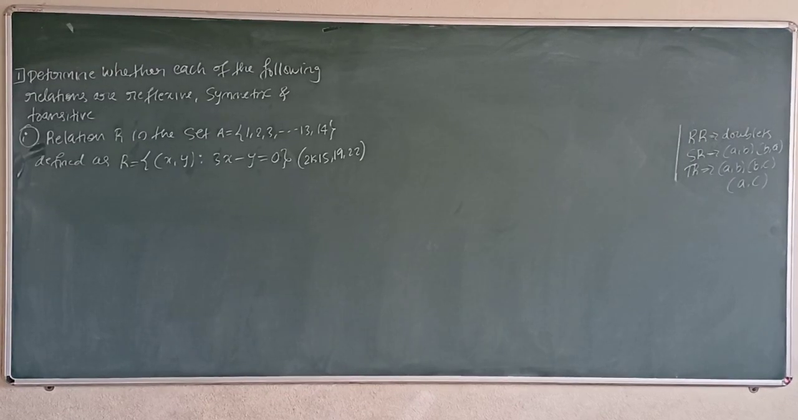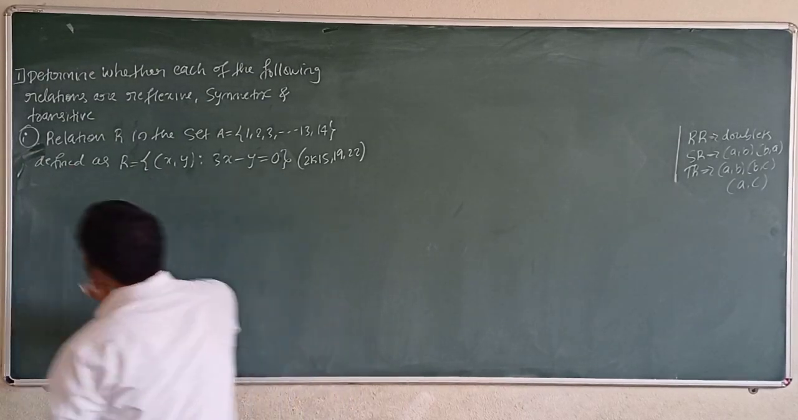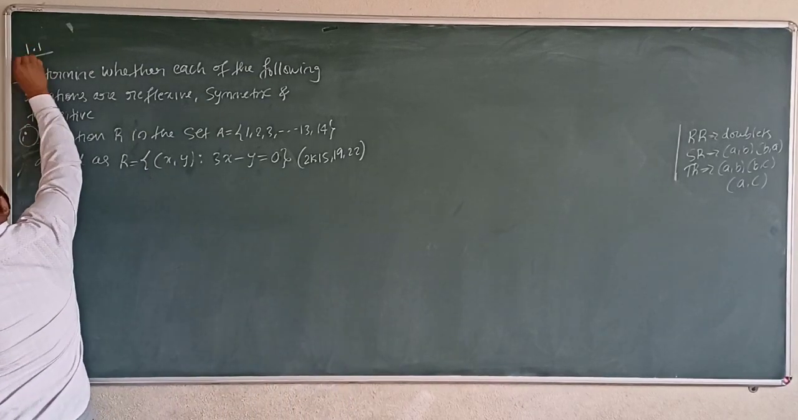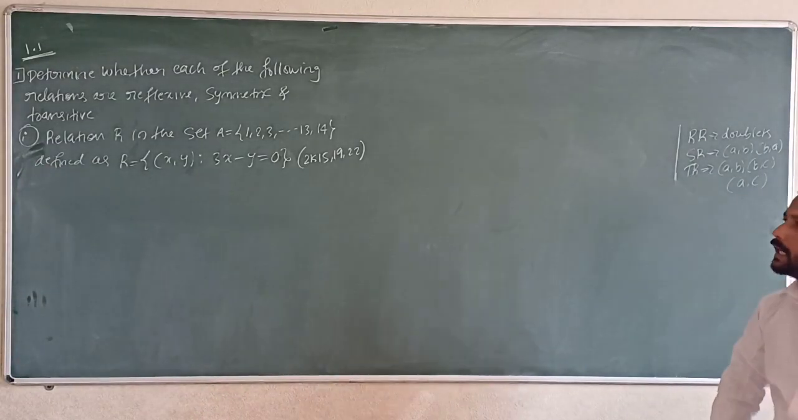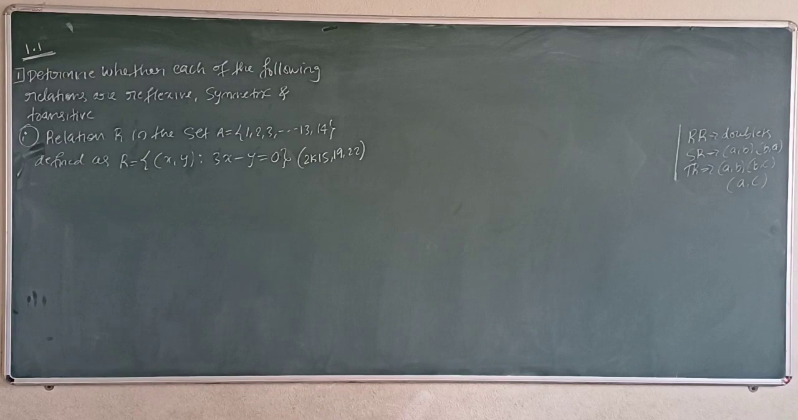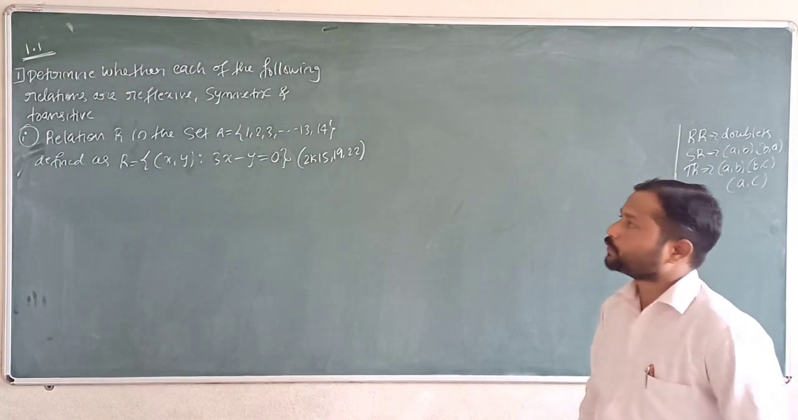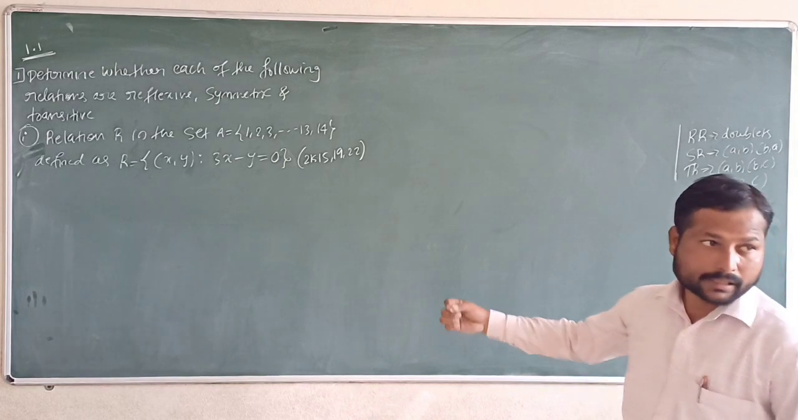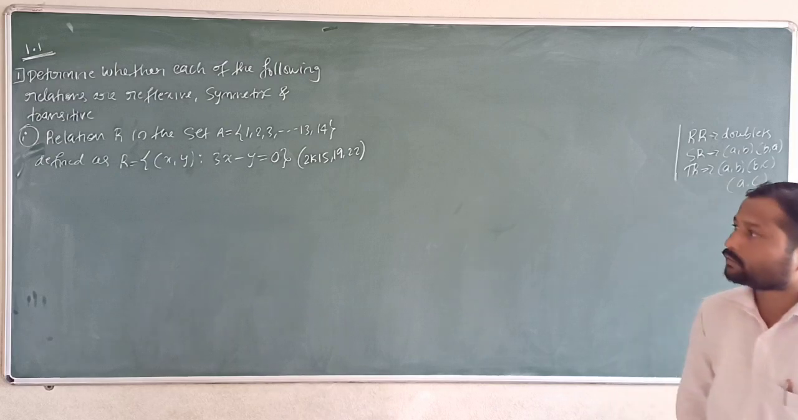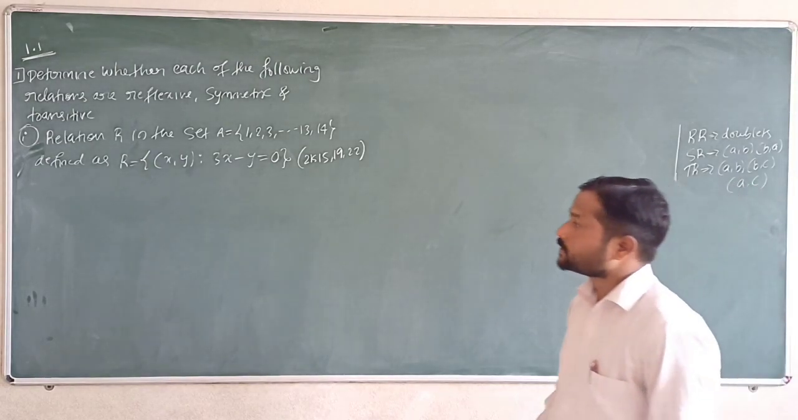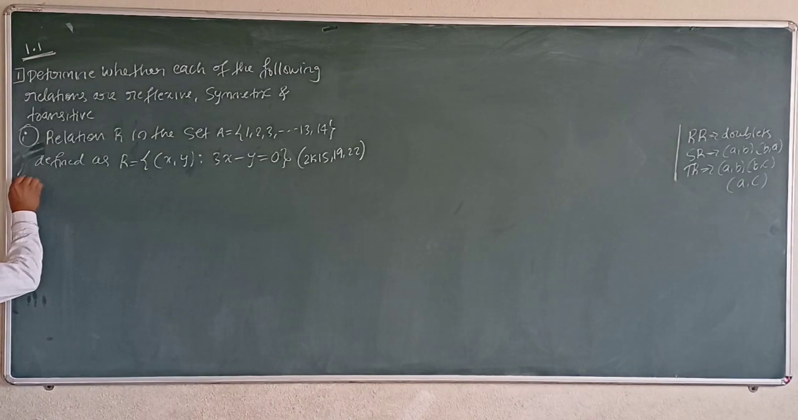Okay. Take up Relations and Functions, Exercise 1.1. The first question is: determine whether each of the following relations is reflexive, symmetric and transitive. Right? Let's check it. The given relation is reflexive, symmetric or maybe transitive. The first question is the relation R in the set A.